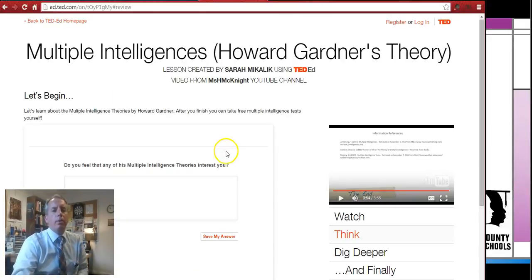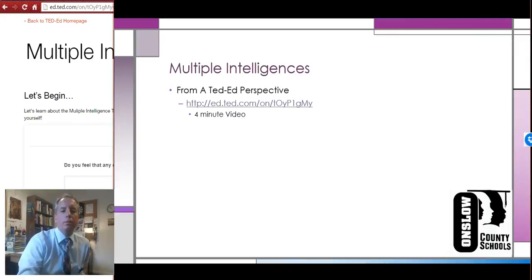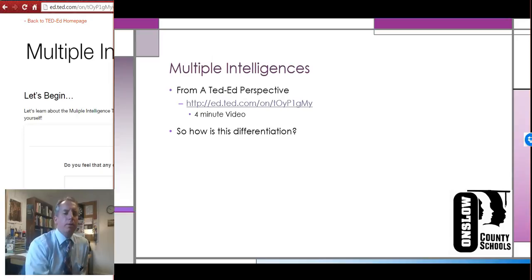So probably more of just a review for most of us about what's involved in multiple intelligences, or what Gardner proposed. And so we might think about this in terms of differentiation and think, well, okay, so how does knowing that somebody is bodily kinesthetic impact my strategies for differentiation?